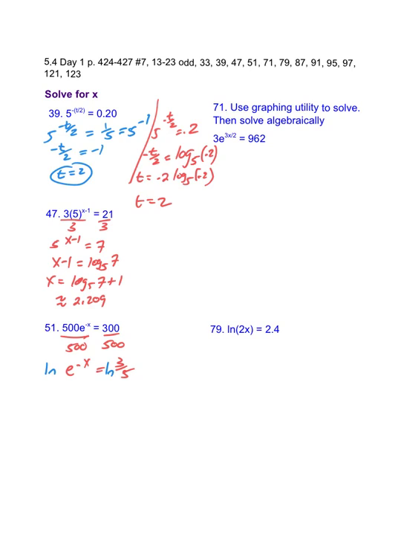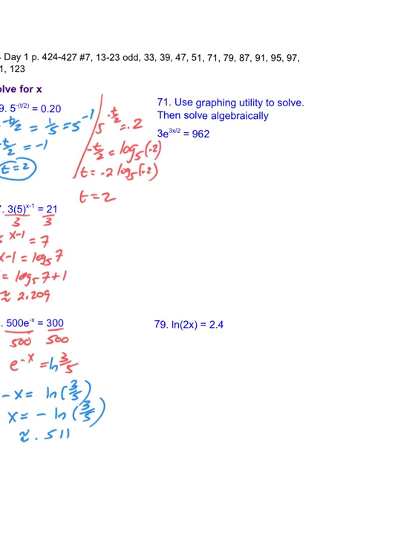So ln of e to the negative x equals ln of 3/5. And ln and e undo each other, leaving us with negative x is equal to the natural log of 3/5. And then multiplying both sides by negative 1. So x is equal to the opposite of the natural log of 3/5. If you enter that in your calculator, you get approximately 0.511.